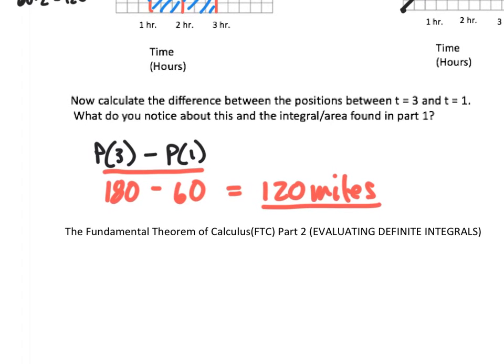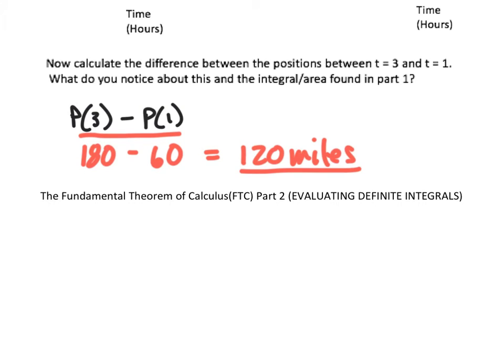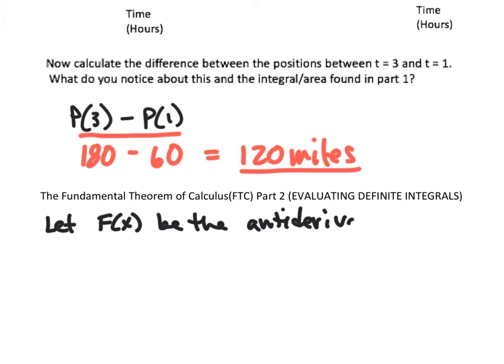So the fundamental theorem of calculus, and this is called part 2. The way the books go is that they always have two different parts to this, and they're related, and we'll show you how that all works. But it's easier to learn part 2 first than part 1 first. So let's think about this. Let big F of x be the antiderivative of little f of x.